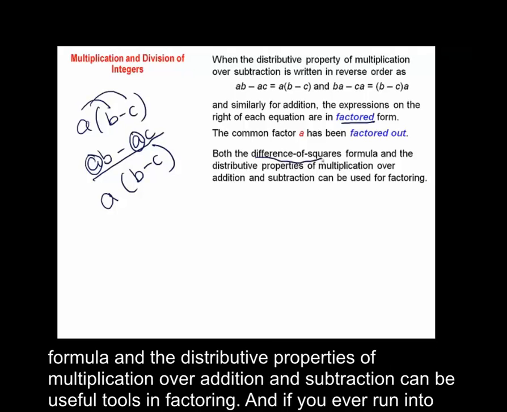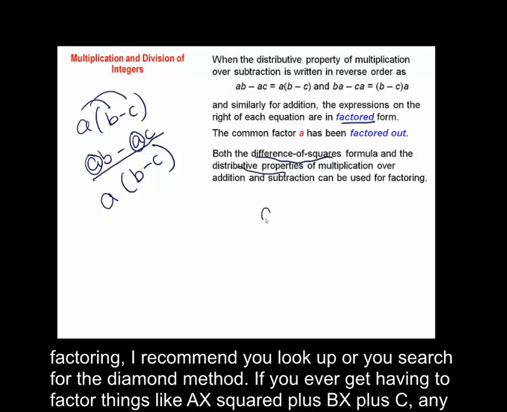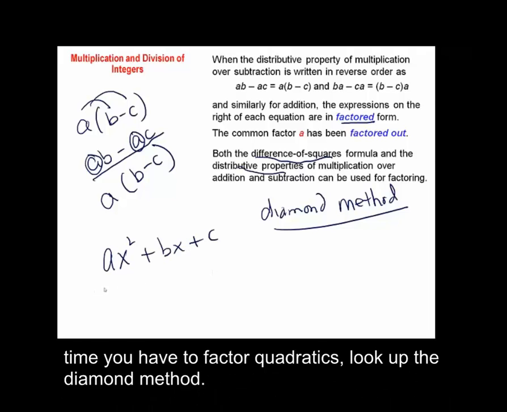The difference of squares formula and the distributive property of multiplication over addition and subtraction can be useful tools in factoring. And if you ever run into factoring, I recommend you look up or search for the diamond method. If you ever have to factor things like ax squared plus bx plus c, anytime you have to factor quadratics, look up the diamond method.